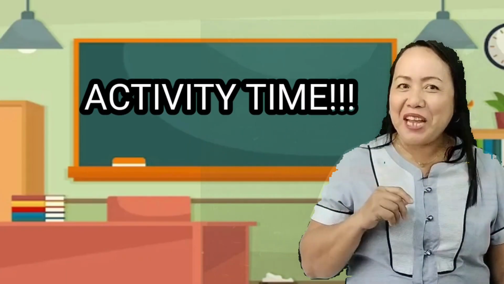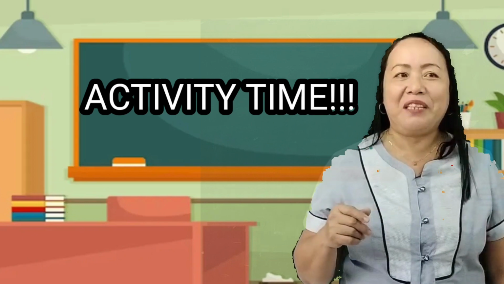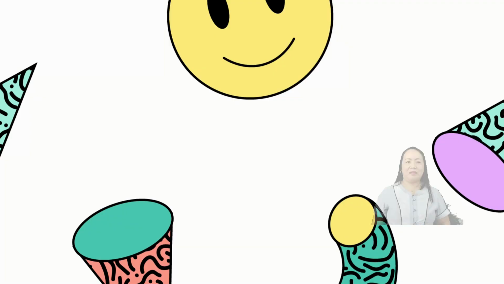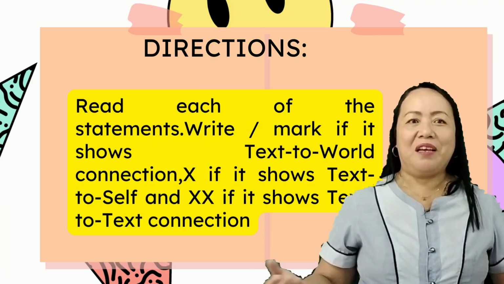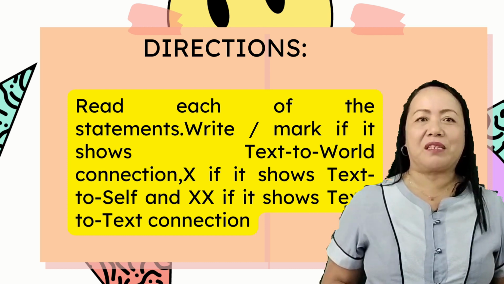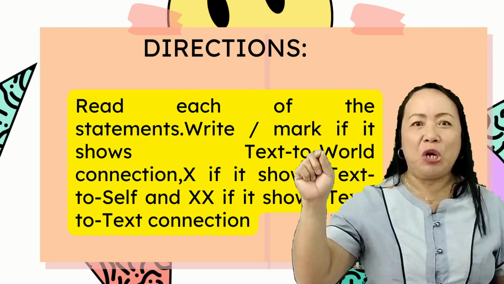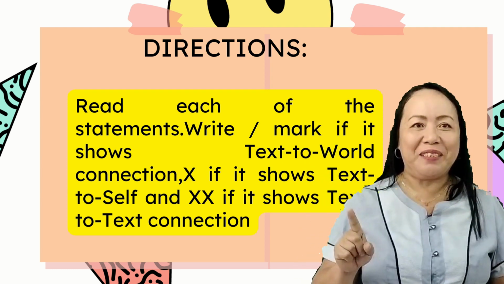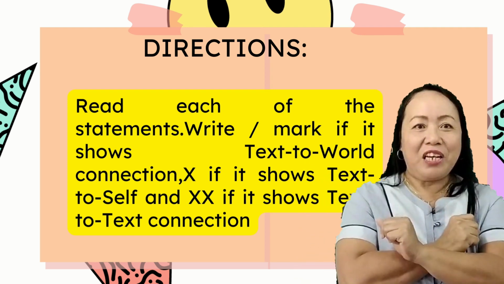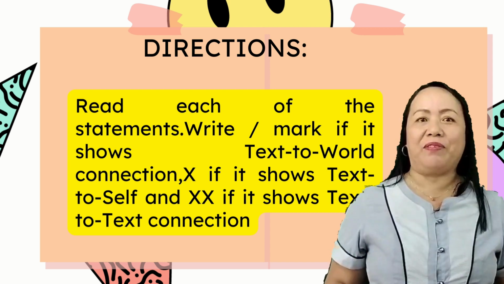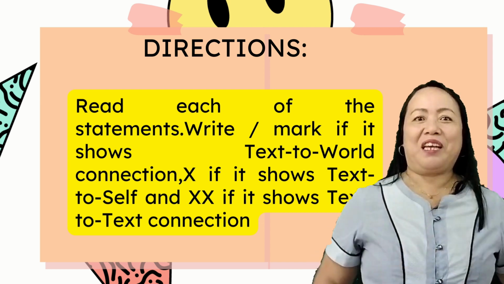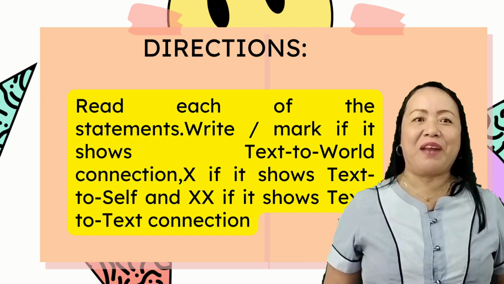Now, let me check if you really understood our discussion. Directions. Read each of the statements. Write check mark if it shows text-to-world connection. X if it shows text-to-self. And XX if it shows text-to-text connection.